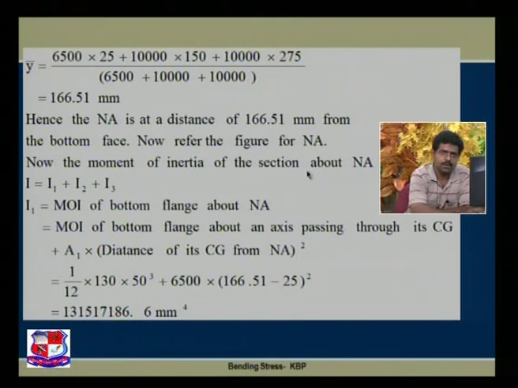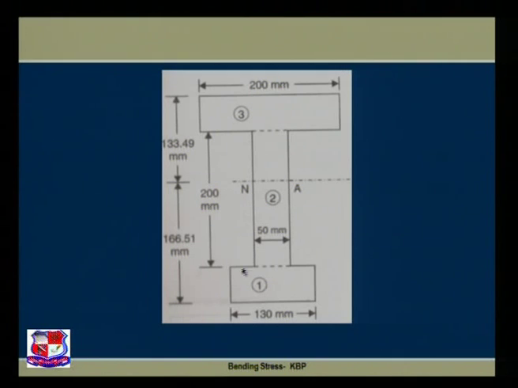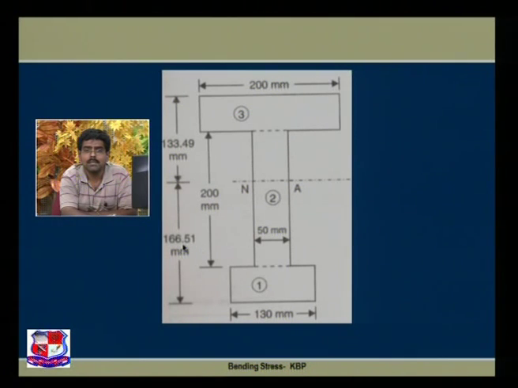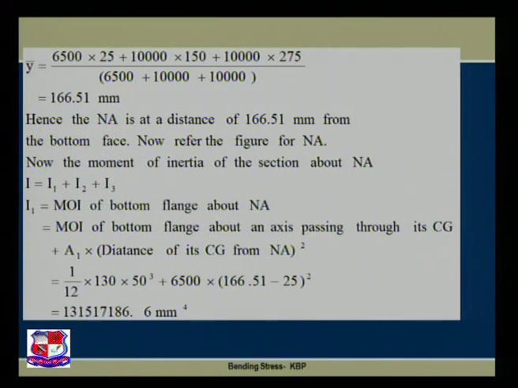Now just refer the figure. So from this bottom face I obtain the y bar, because this is the neutral axis. I obtain this neutral axis available from this bottom face is 166.51. The overall depth is 200 plus 50, 250 plus 50, 300, 300 minus 166.51. I obtain the YT, distance from the neutral axis to the top fiber, is 133.49 mm.